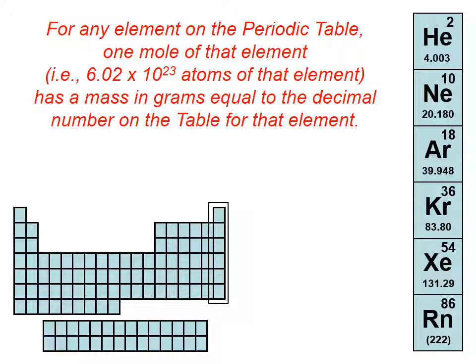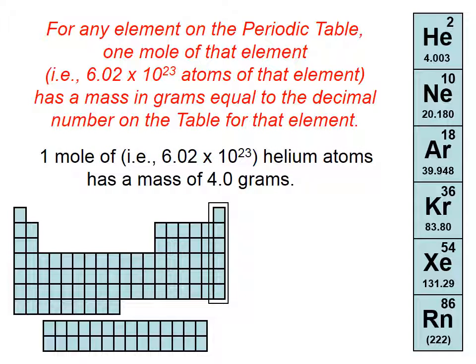You can see that there is an integer associated with each element. That is the atomic number, or the number of protons, but then there's also a decimal number associated with each element, and that's the number we're focusing in on. That number is called the molar mass, and as it says near the top of the screen, 6.02 times 10 to the 23rd atoms of any given element have that decimal number mass.